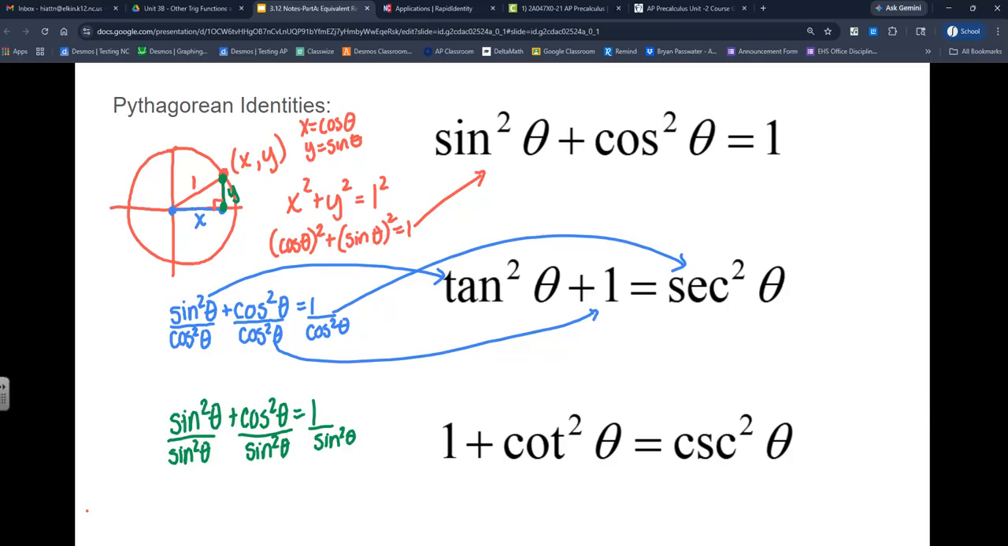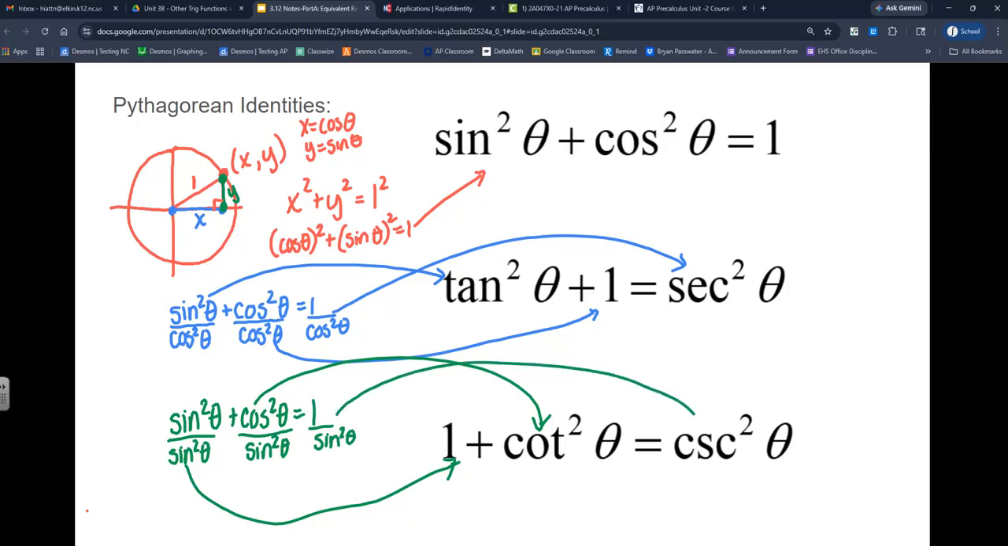Okay. What is sine squared theta divided by sine squared theta? 1. That's here. What about cosine squared theta over sine squared theta? Cosine over sine is cotangent. And what is 1 over sine squared theta? 1 over sine is cosecant.